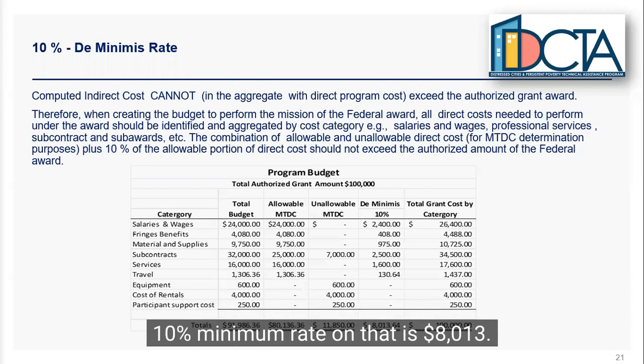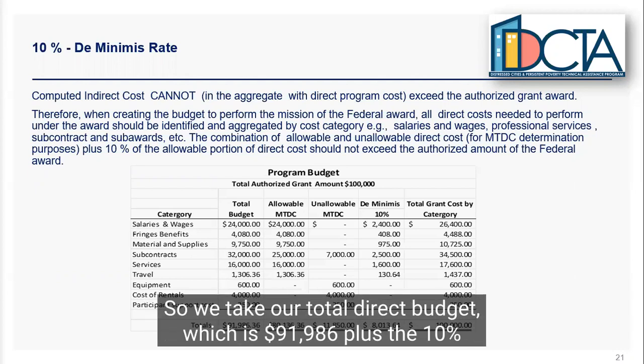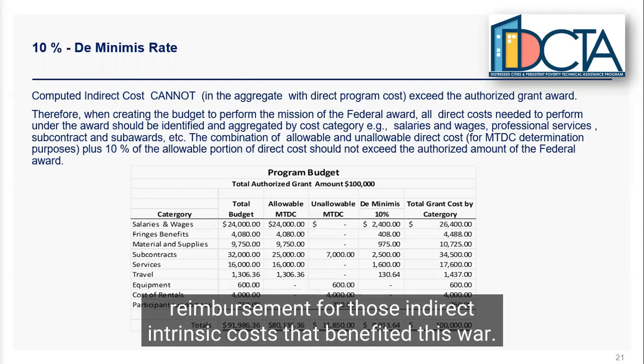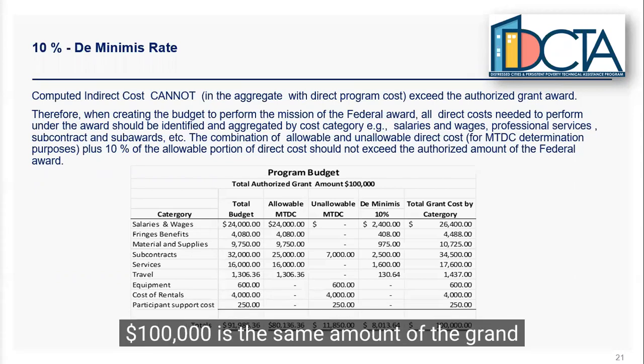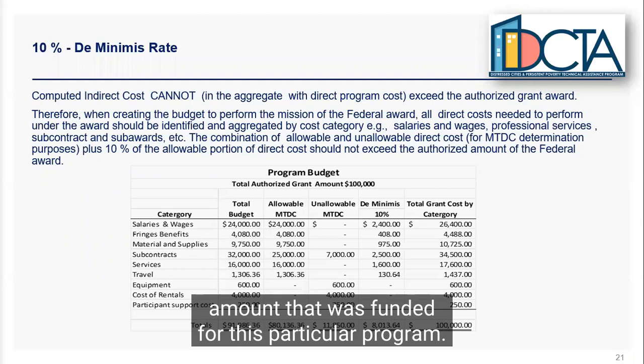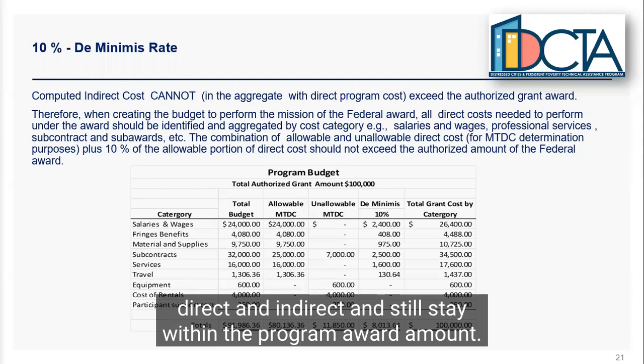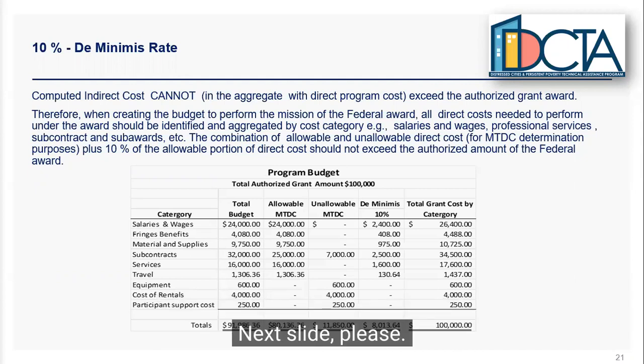Now, we identified that the allowable modified total direct cost is $80,000. The 10% de minimis rate on that is $8,013. So we take our total direct budget, which is $91,986, plus the 10% reimbursement for those indirect costs that benefited this award. Add those two together, and you'll come up with $100,000. The $100,000 is the same amount as the grant amount that was funded for this particular program. So you can see you can actually charge direct and indirect and still stay within the program award amount. Next slide, please.